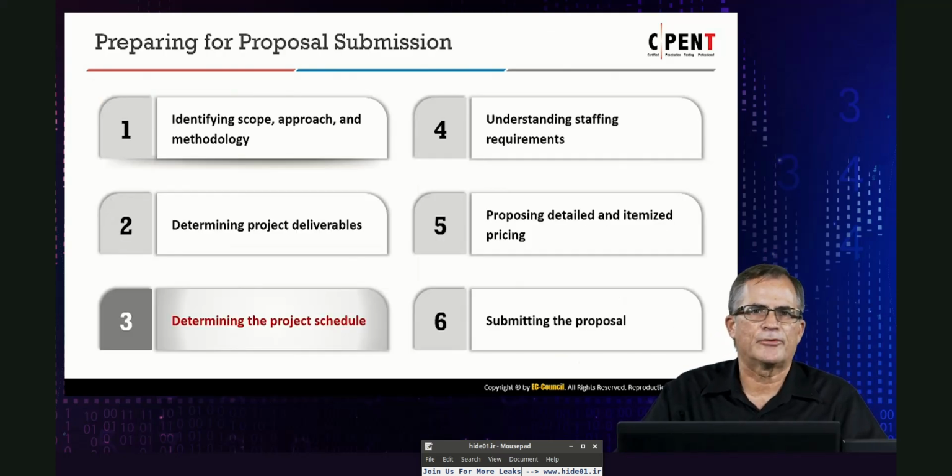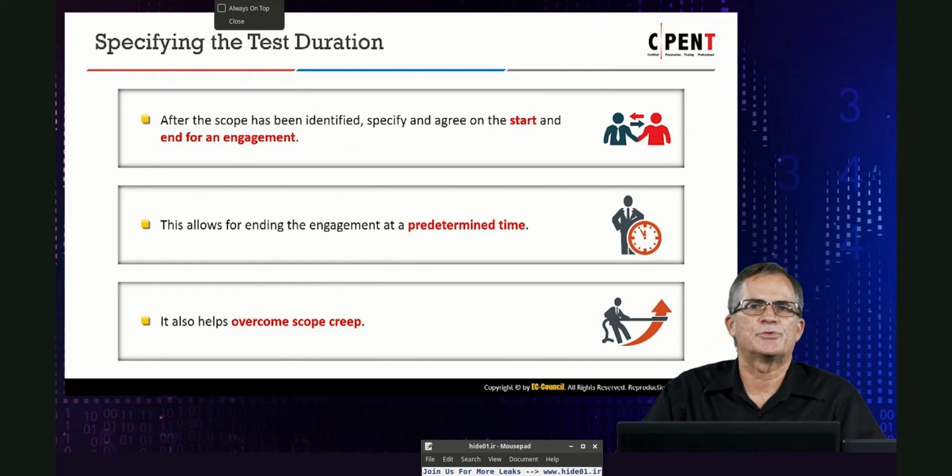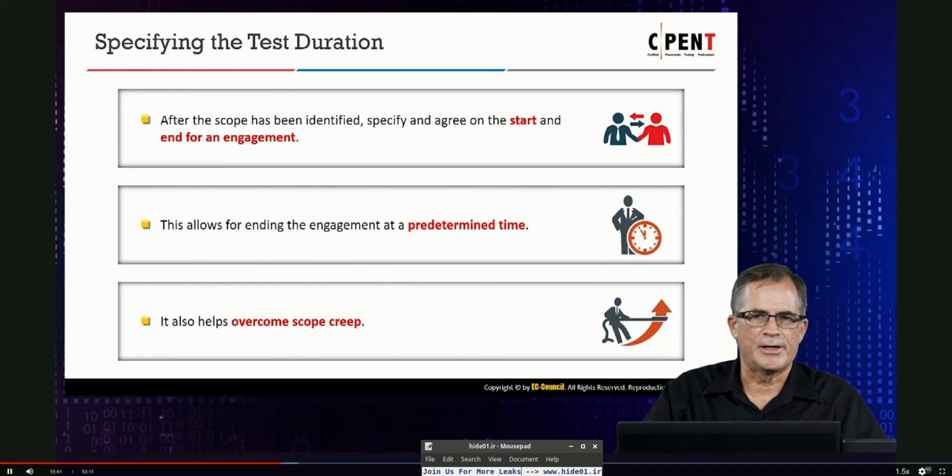So when you look at it, you have to determine the project schedule. Now you've defined your deliverables. How are you going to meet the requirements, and on what schedule? That's all about test duration, when it's going to start, when it's going to end, and what determines when it ends. This helps us avoid scope creep, where they get you to test things that weren't part of the actual initial testing requirements.